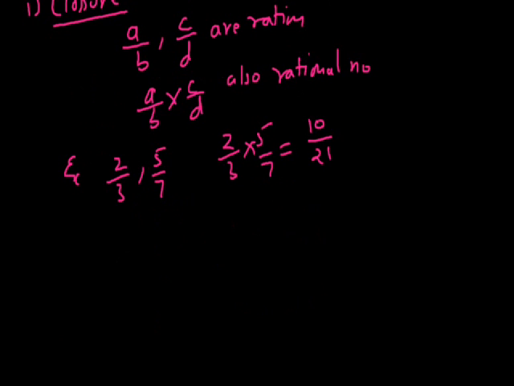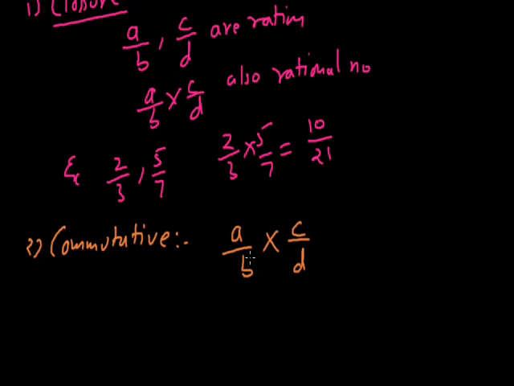Now the next property is the commutative property. That is, if I have a rational number a by b and a rational number c by d, and I multiply a by b with c by d, or c by d with a by b, in both cases I get the same answer. So there is no change in the answer. So multiplication has a commutative property.